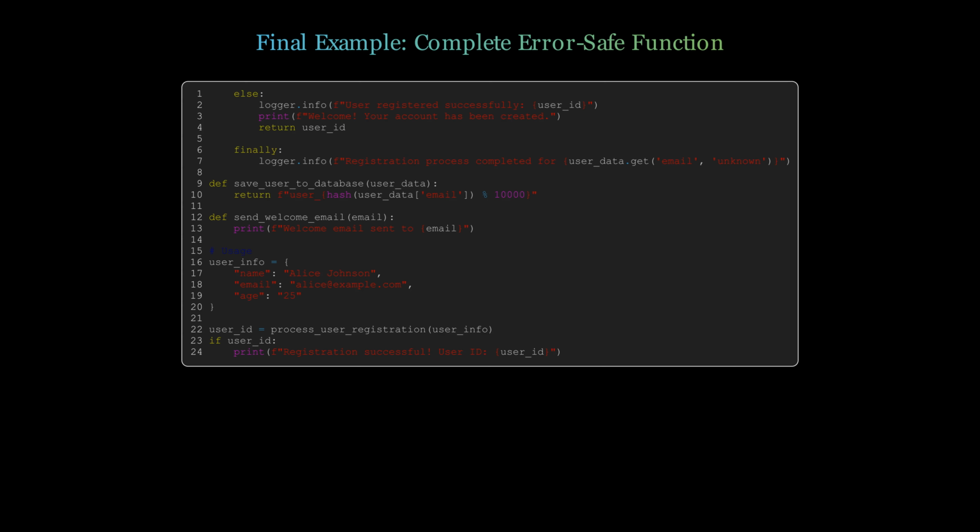If registration succeeds, the else block runs and confirms the account creation. The finally block always logs completion. We also define helper functions for database save and email sending. Finally, we test with a sample user, showing a full registration flow.